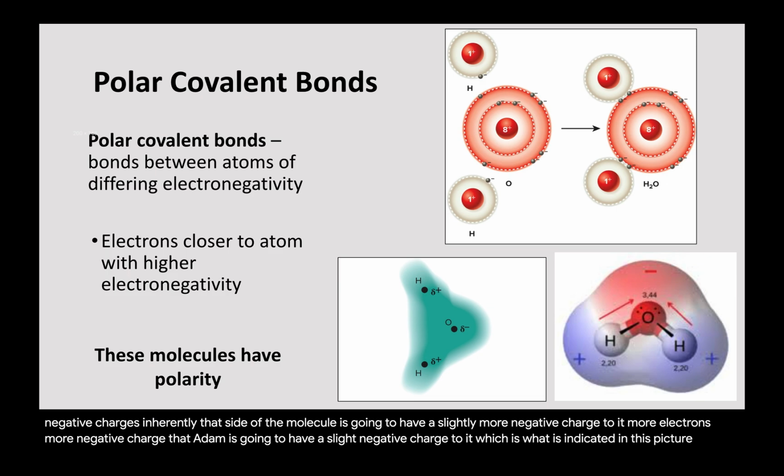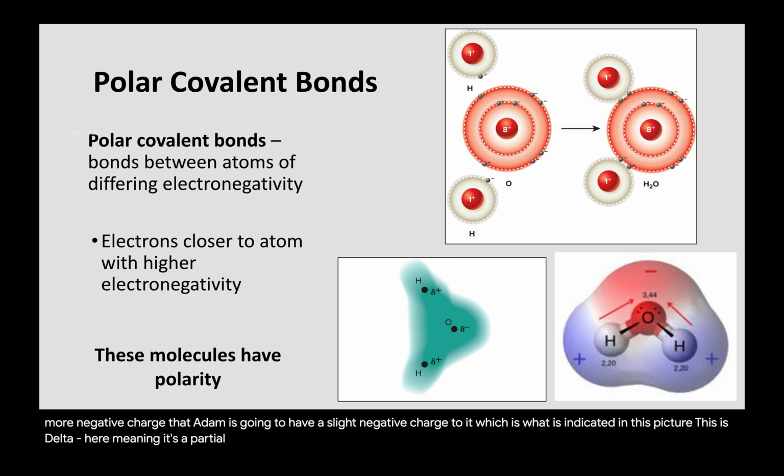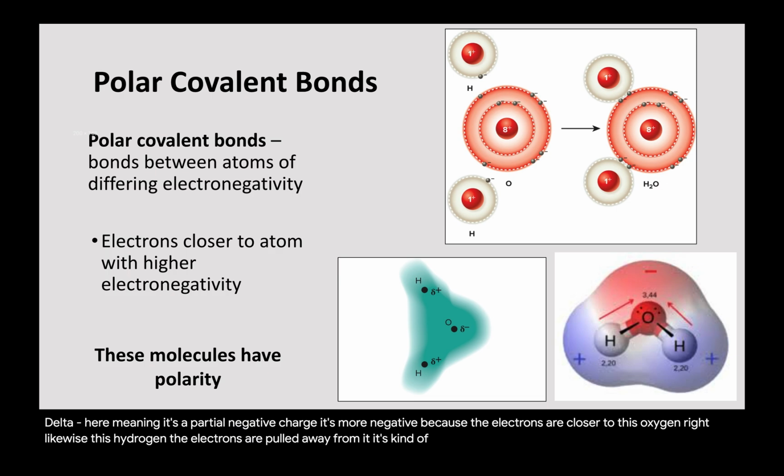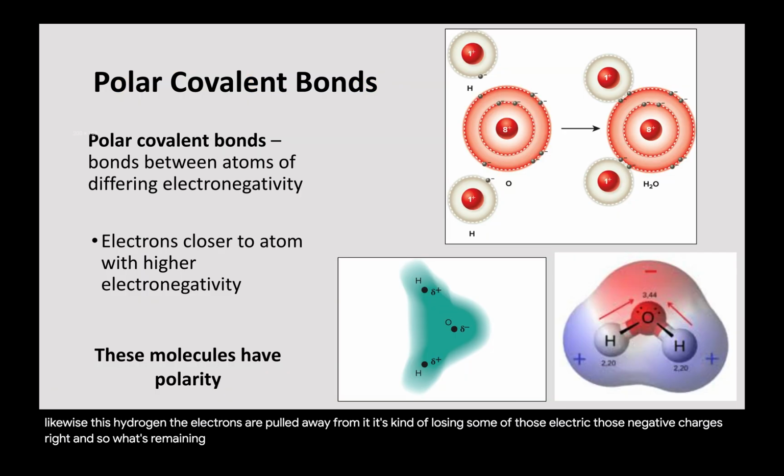Our oxygen atom has this delta negative here, meaning it's a partial negative charge. It's more negative because the electrons are closer to this oxygen. Likewise, for this hydrogen, the electrons are pulled away from it. It's losing some of those negative charges, and so what's remaining is a little bit more positive. So we could say that hydrogen has a partially positive charge here.